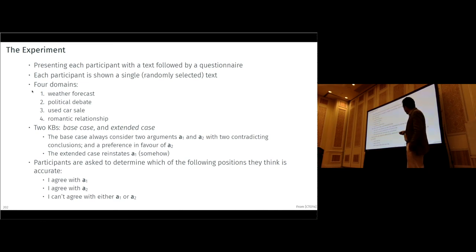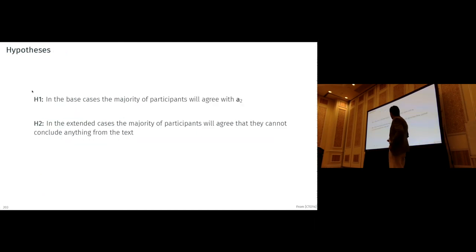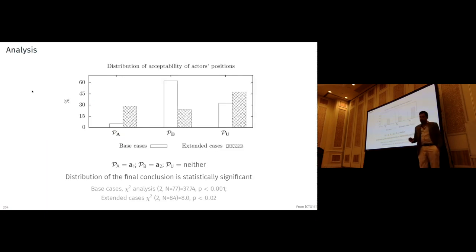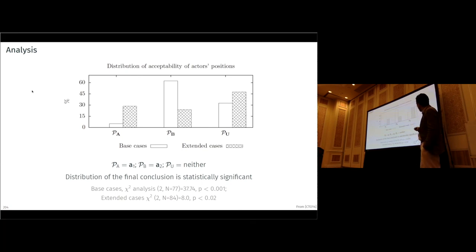In any case, given all of these argumentation frameworks and all the pieces of text, participants were asked to determine whether they agree with argument A1, argument A2, or neither. The hypothesis was that in the base case, the majority of participants would agree with A2, the one receiving the preference relation. And in the extended cases, the majority of participants would agree that they cannot conclude anything from the text. Those hypotheses got supported. The white boxes are for the base case, and we can see that PB is about A2, so it's the most supported here. And in the extended case, the dashed one is the most supported.